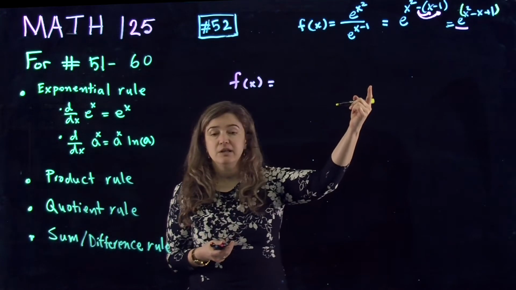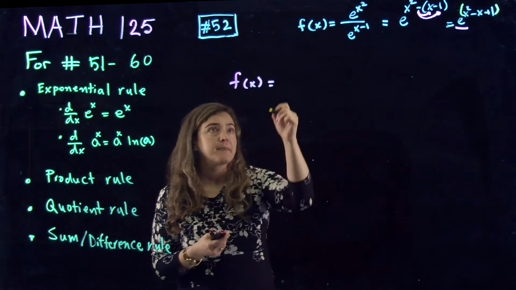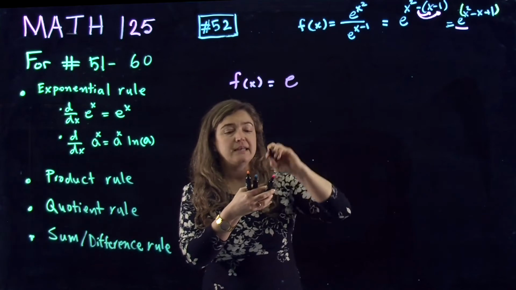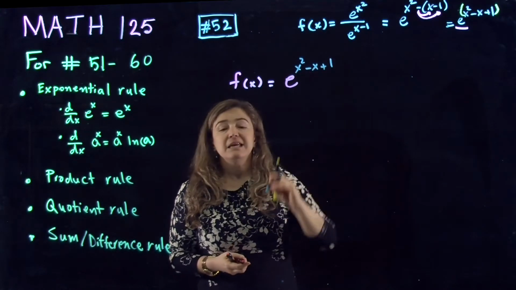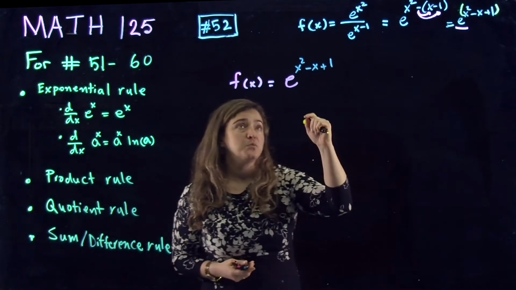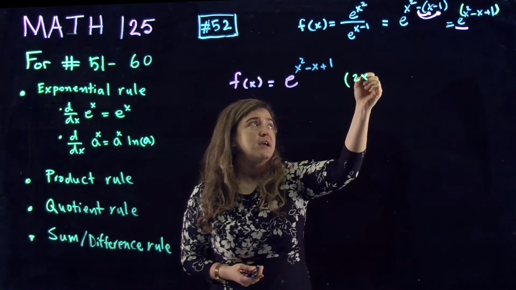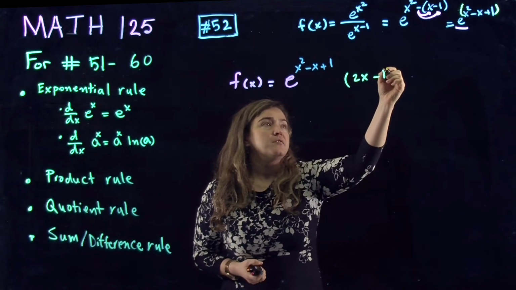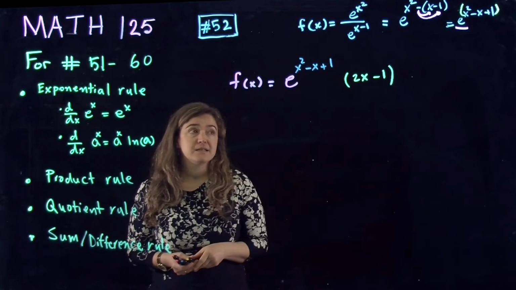Derivative of the outer function: the derivative of e to the x is itself, and the exponent is unchanged. Then the derivative of the inner is the derivative of x squared minus x plus 1. Derivative of x squared is 2x. Derivative of minus x is minus 1. Derivative of 1 is 0. And this is the final answer.